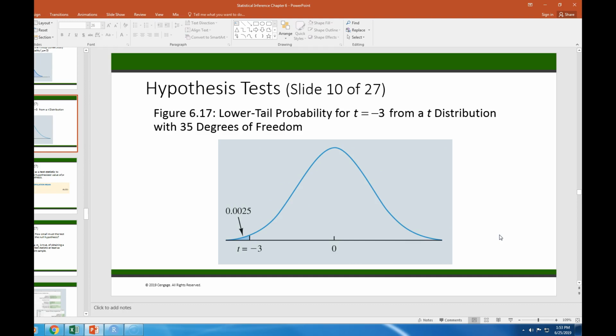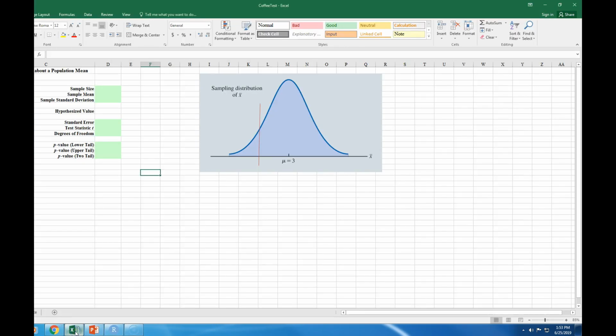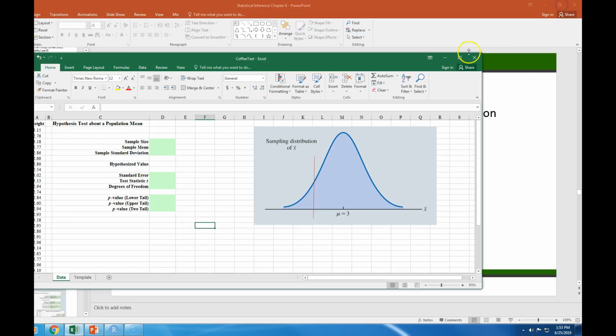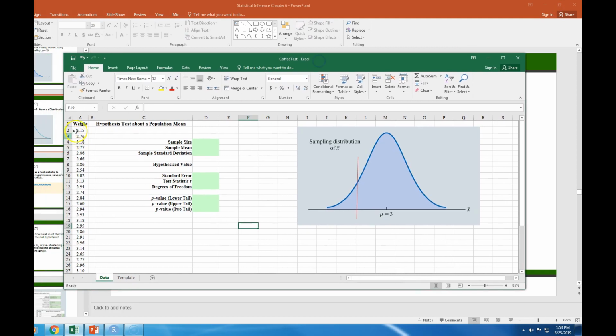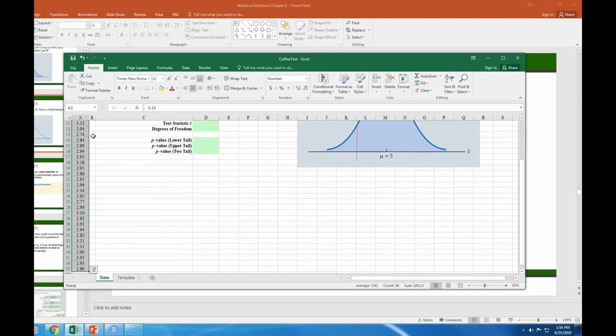So for this reason, we're going to use sample data that we collected earlier regarding coffee. This is provided in this Excel sheet called coffee test, and so the data that we have includes 36 observations about the weight of coffee. The context behind this example is that the Federal Trade Commission periodically conducts statistical studies designed to test the claims that manufacturers make about their products.